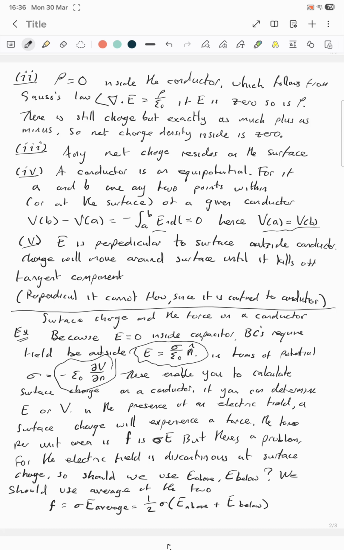Now this enables you to calculate surface charge on a conductor. If you can determine our electric field or potential, then in the presence of an electric field, a surface charge will experience a force per unit area. F is our sigma multiplied by the electric field, but there's a problem for the electric field. It is discontinuous at the surface, as we went through before. So should we use electric field above, electric field below? We should use the average of the two here.